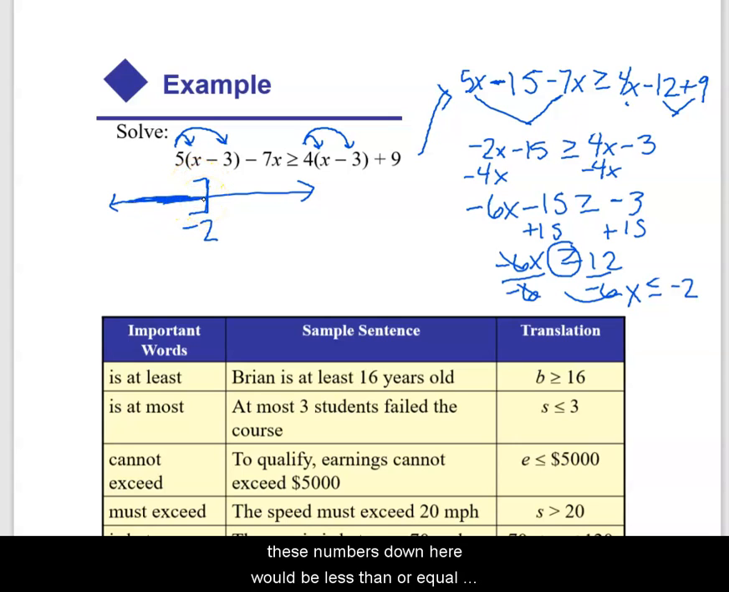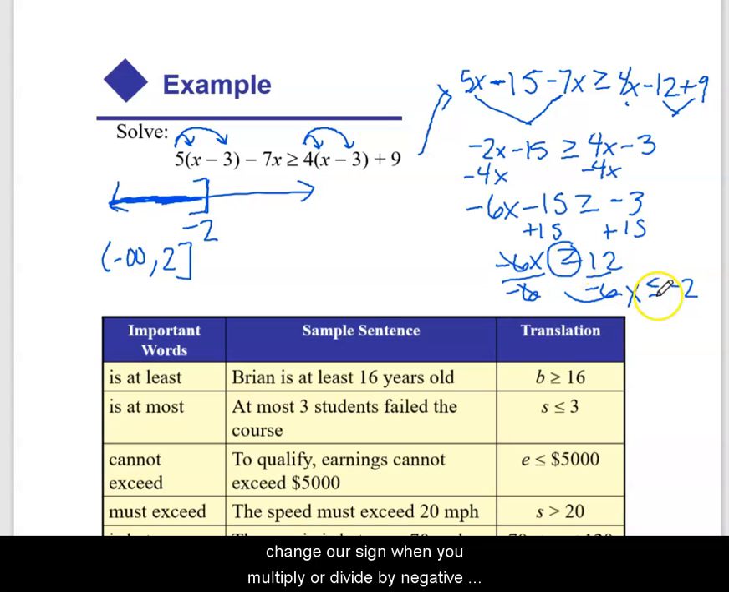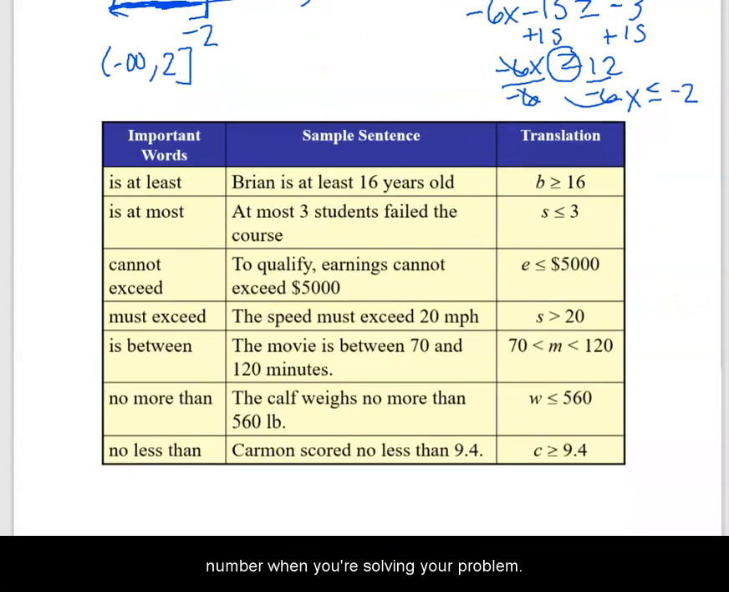So all of these numbers down here would be less than or equal to. And to write interval notation, you're always going to go from left to right, just like you're reading a book. Well, all this is colored in down here. So what number can it go to? Negative infinity, all the way up to 2, and then it stops. It could be equal to 2, right? But nothing bigger. Just remember that we had to change our sign when you multiply or divide by a negative number when you're solving your problem.